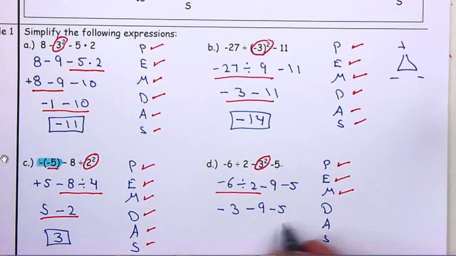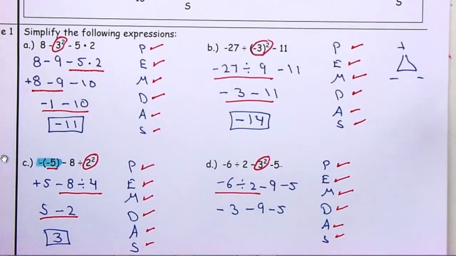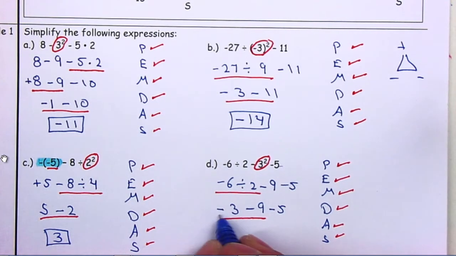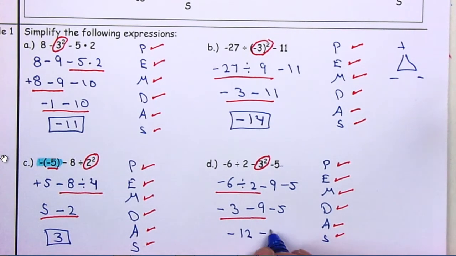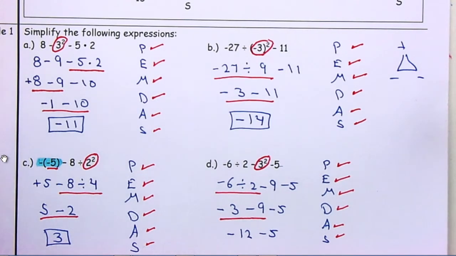Now that we just have addition and subtraction, we're going to go from left to right. Negative 3 minus 9, they both have the same sign, they both are negative, so we're going to add. 3 plus 9 will be 12, and keep the sign of the bigger number, so it'll be negative. Bring down the next number, negative 5. Same sign, you add, that'll be 17, and you keep the sign of the bigger number, which is negative.